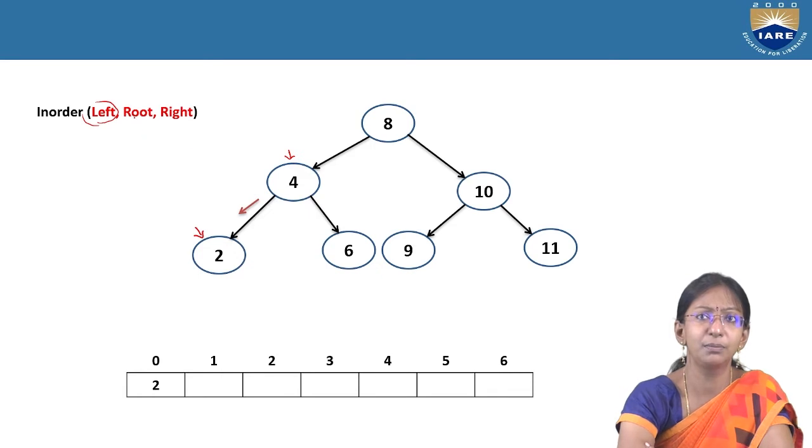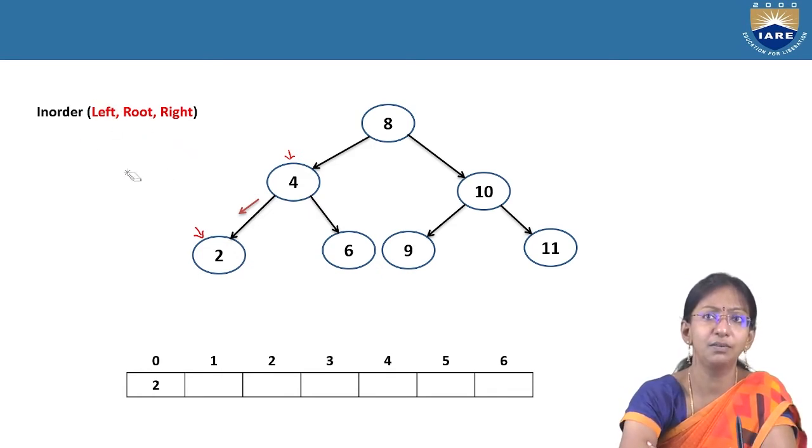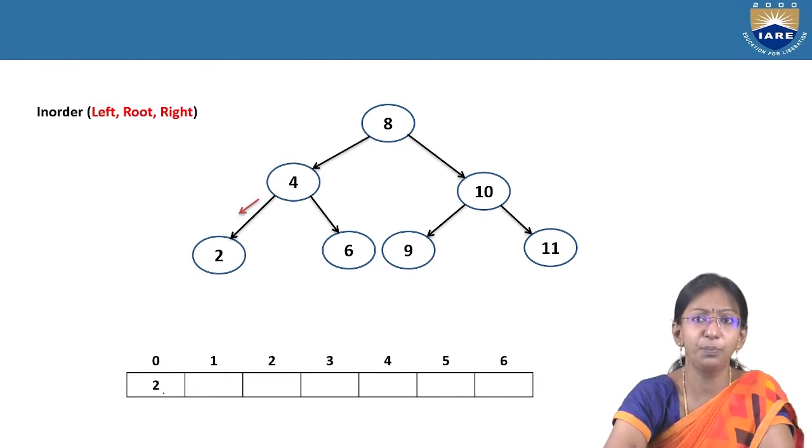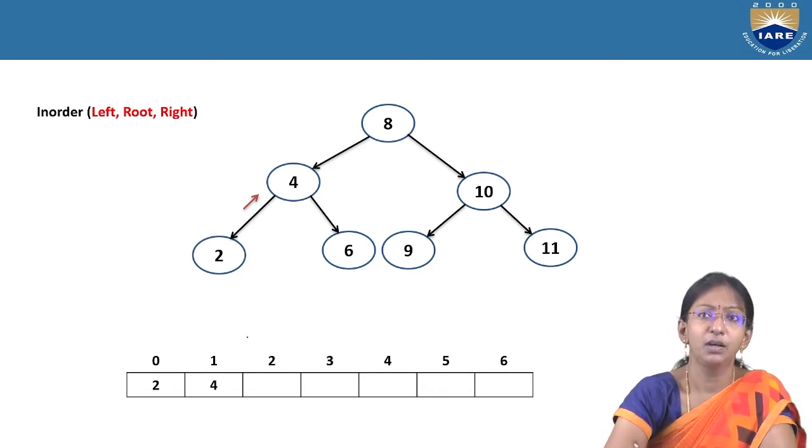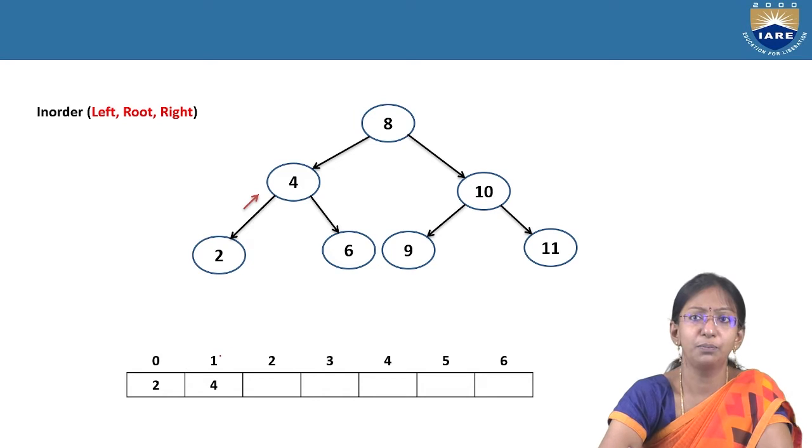What is the next step in our recursive algorithm? Printing the root. What is the value of the root? 2. So print the same or copy the same into your array. Then what is the node which is right to your 4? See, coming to the root, as we have printed 4.